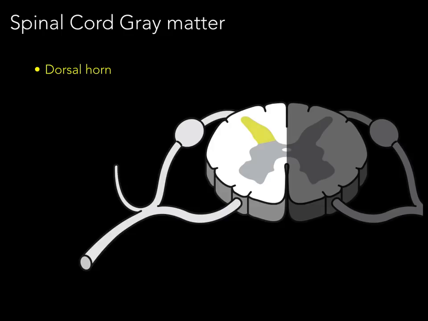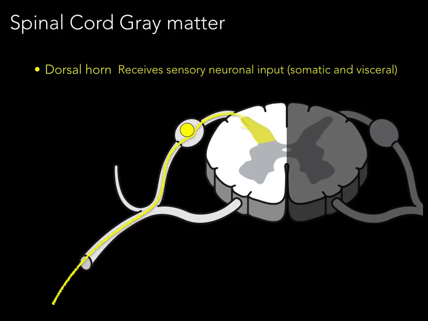And then our dorsal horn, it's going to receive sensory neuronal input, both somatic and visceral. And so there we have a sensory neuron going in the dorsal root, and you see that cell body in the dorsal root ganglia, and it brings information into that dorsal horn.